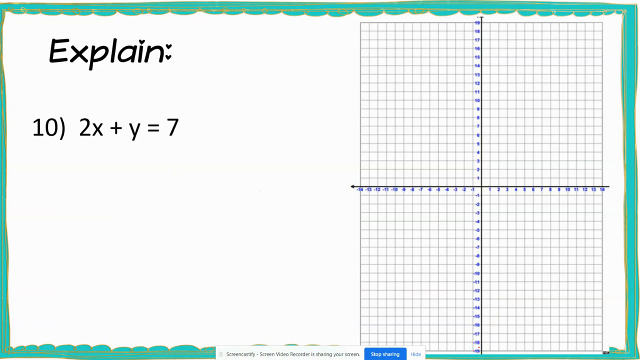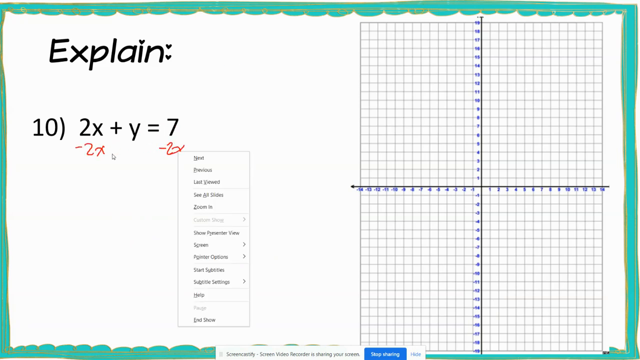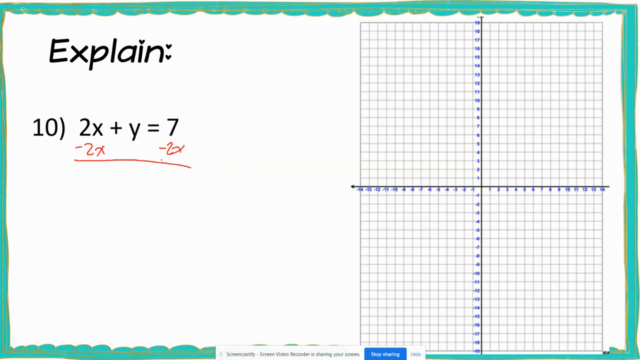Number 10 says 2x plus y equals 7. Well, you want to subtract 2x from both sides here, and then you're going to get an equation that says y equals negative 2x plus 7, or you might have had y equals 7 minus 2x.